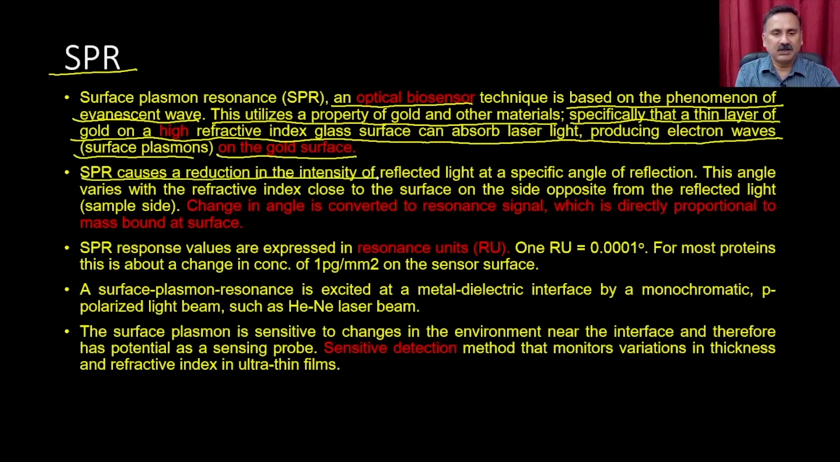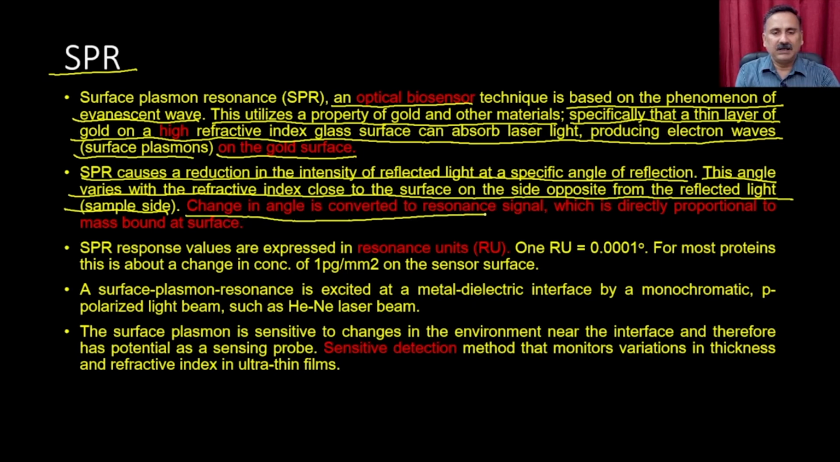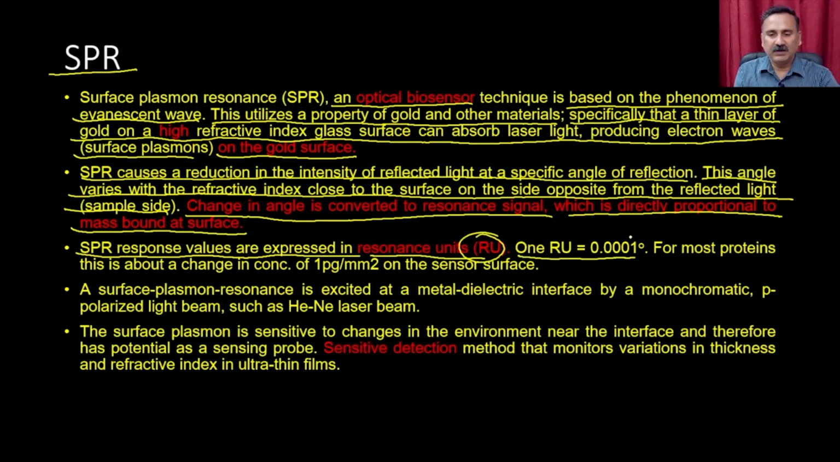SPR causes a reduction in the intensity of reflected light at a specific angle of reflection. This angle varies with the refractive index close to the surface on the side opposite from the reflected light, that is the sample side. Change in the angle is converted into the resonance angle, which is directly proportional to the mass bound at the surface. SPR response values are expressed in resonance units or RU, right? And 1 RU is equivalent to a 0.001 degree change in the angle. For most proteins, this is about a change in concentration of 1 picogram per millimeter squared on the sensor surface.